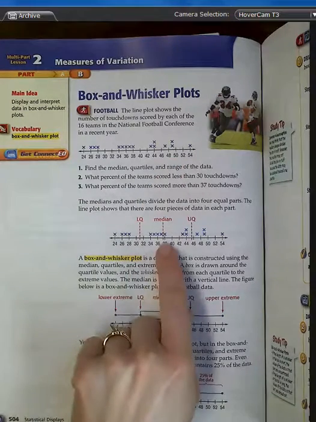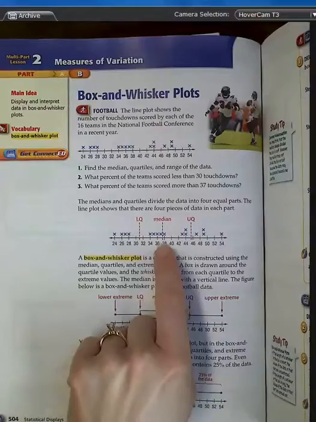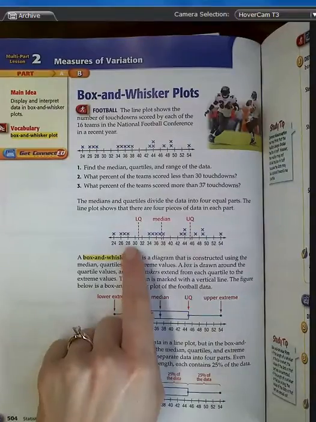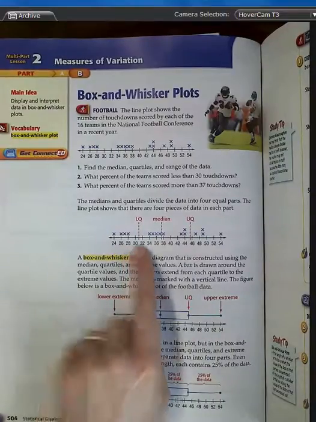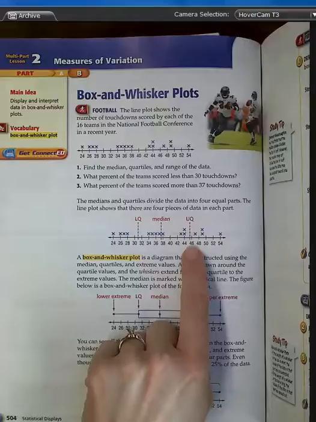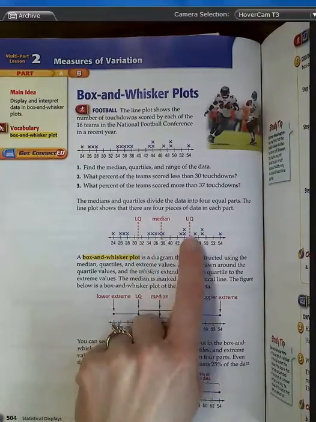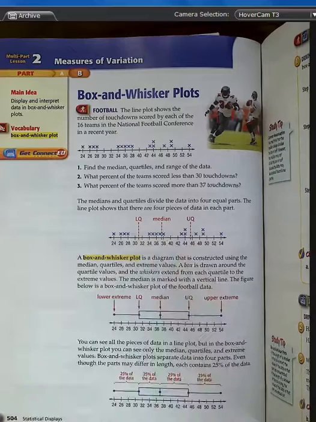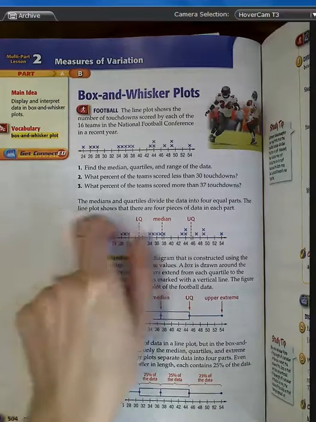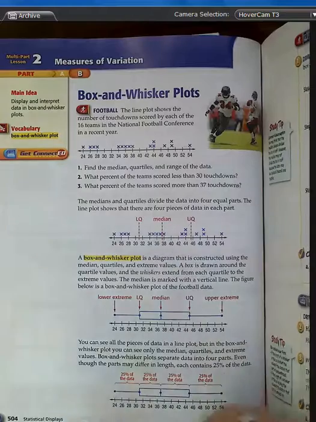The median looks like it's 37. The lower quartile is 31. And the upper quartile looks like it might be 45.5. Because remember, the lower quartile, the median, and the upper quartile. Quartile stands for what? What does quartile stand for? It's a quarter of the data, so it's breaking all of our data up into 4 equal chunks.